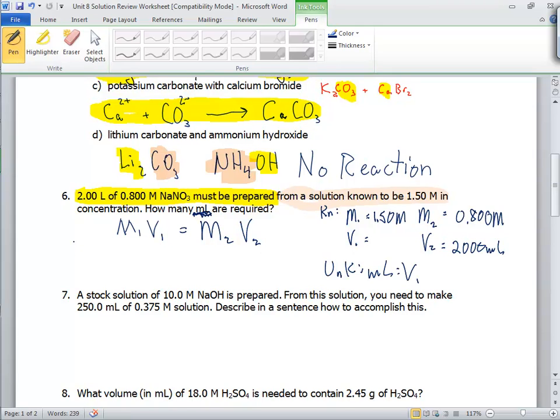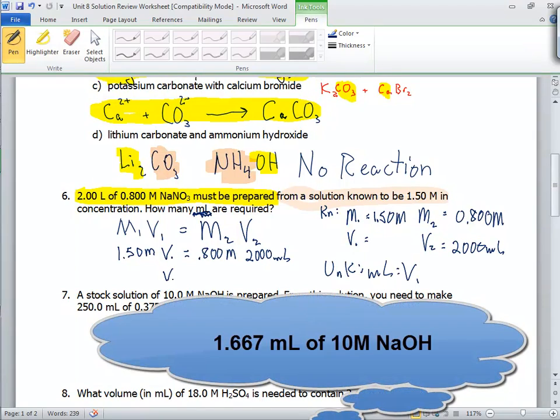So let's substitute in our numbers now that we have into this equation. M1 is 1.50 molar. V1 is our unknown. M2 is 0.80 molar. And V2 is the size of our volumetric flask. And I'm using 2,000 milliliters so that I have the right unit when I come out. So if I solve this for V1, I'm going to have the right answer.